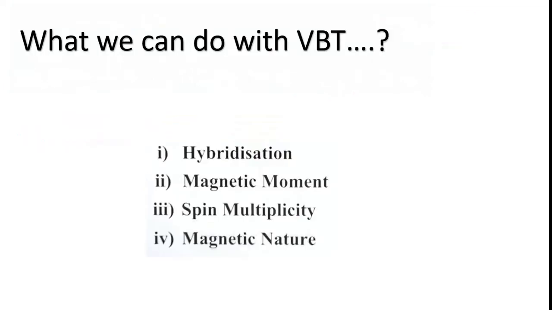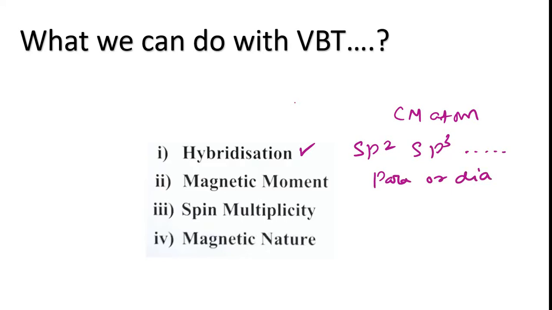What can we do with VBT? What is the application of VBT? Where are we employing VBT? The VBT can tell us about the hybridization, whether it is sp2 or sp3, whatever it may be. The hybridization of the central metal atom, and spin multiplicity. Spin multiplicity we can find by using the formula 2S plus 1. So this is the spin multiplicity formula. S is nothing but the spin quantum number. So S is equal to plus half.